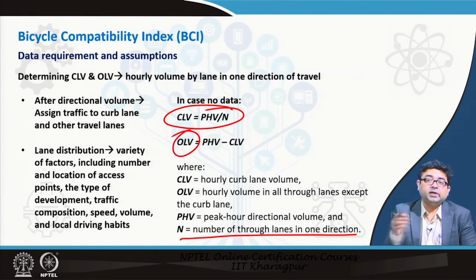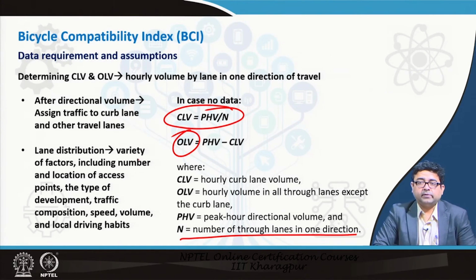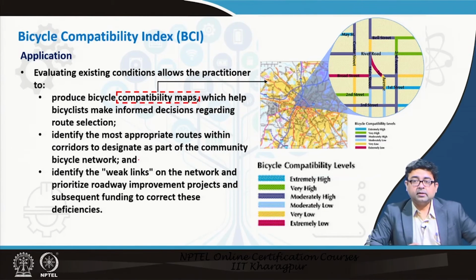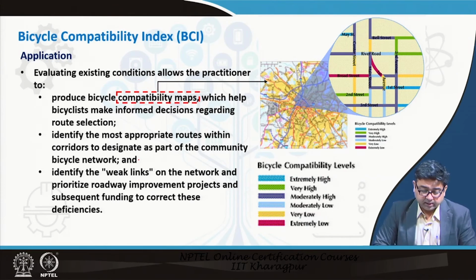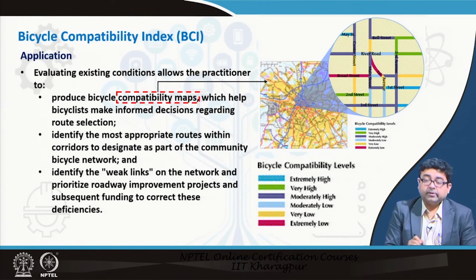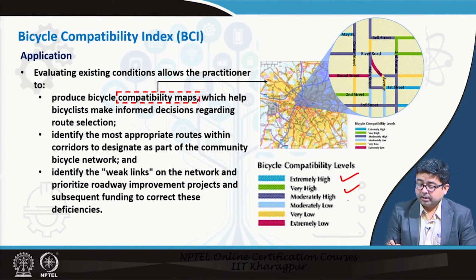You do not have to know individually the volume of traffic in the other lanes if there are more than 2 lanes. So, you calculate those, and once you know that, you can develop the compatibility index. Once you know the compatibility index of each of these streets, you can develop a map for your city or your region, highlighting the streets that are extremely compatible for bicyclists, and the ones that have a low compatibility index.